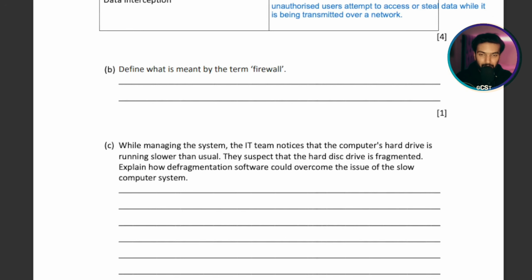What is meant by the term firewall? It scans the incoming and outgoing traffic and may even block it in certain instances. So there's a criteria. It checks if these are allowed or not allowed, and it monitors.